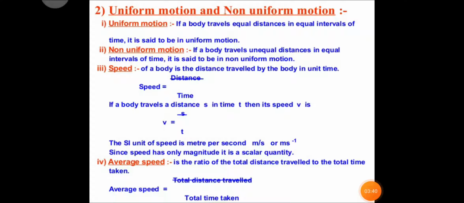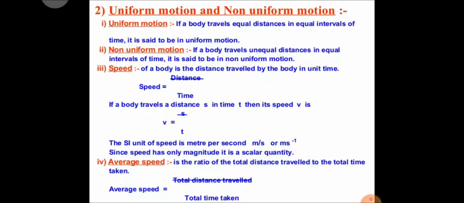Now uniform motion and non-uniform motion in detail. First, uniform motion: we all know that when a body travels equal distances in equal intervals of time, it is said to be in uniform motion. And second, non-uniform motion: if a body travels unequal distances in equal intervals of time, it is said to be in non-uniform motion. Third, we have speed.